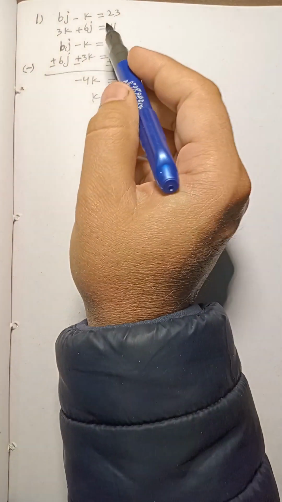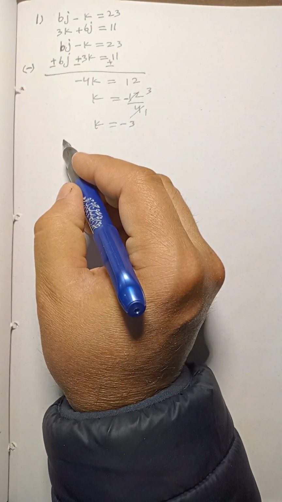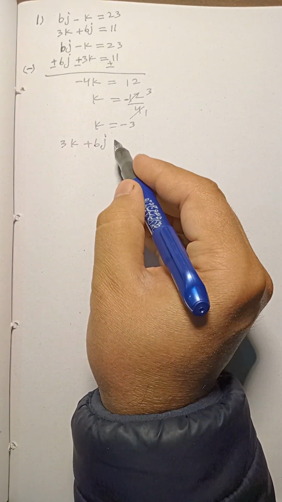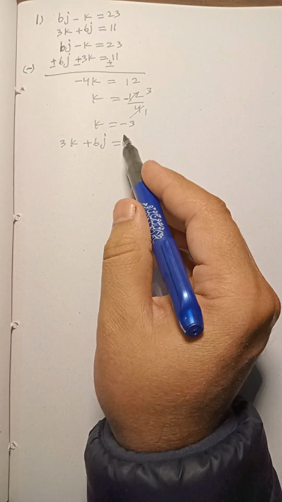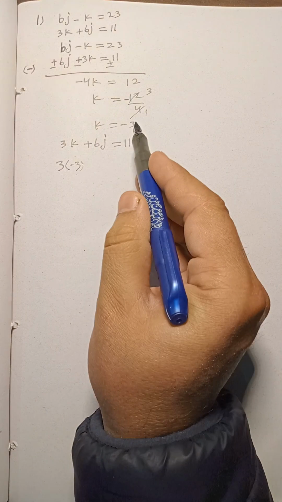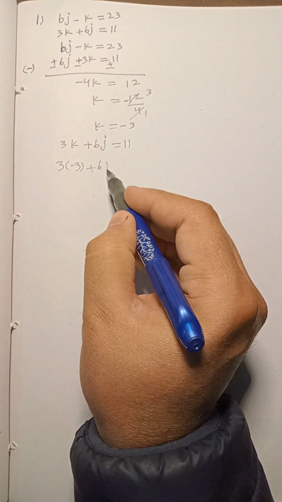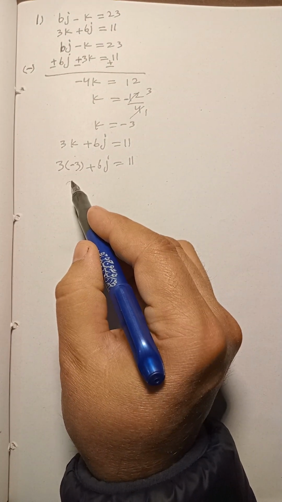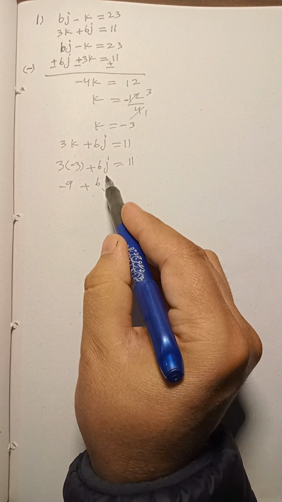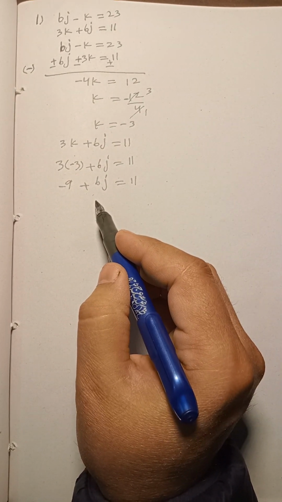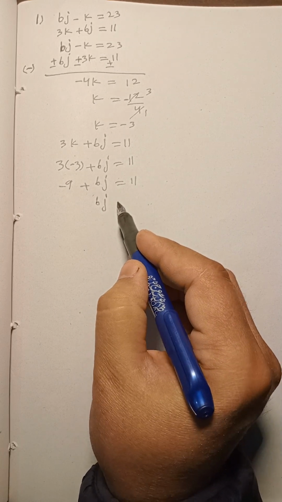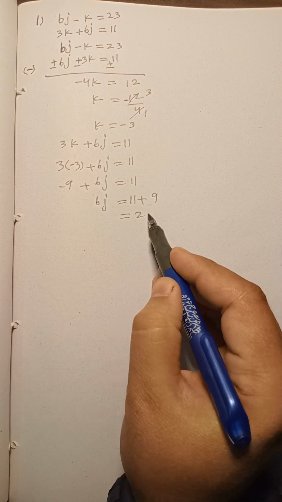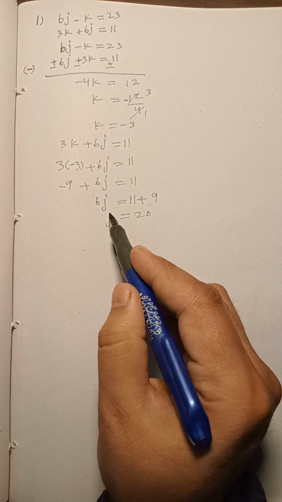Now find the answer of j. Take any equation. This equation can be taken. 3k plus 6j is equal to 11. So k's value is minus 3, plus 6j is equal to 11. Now 3 3s are 9, minus 9 plus 6j is equal to 11. 6j will remain on the same side and minus 9 will be carried on the other side. It will become plus 9. It will become 20. 11 plus 9 is equal to 20.